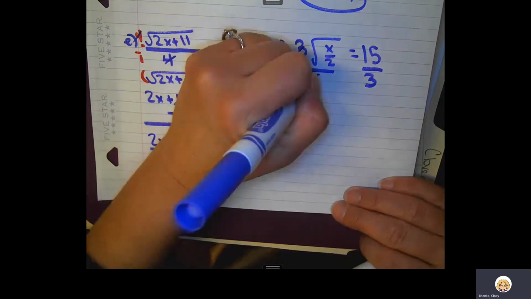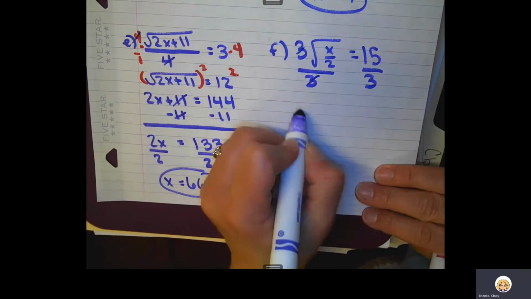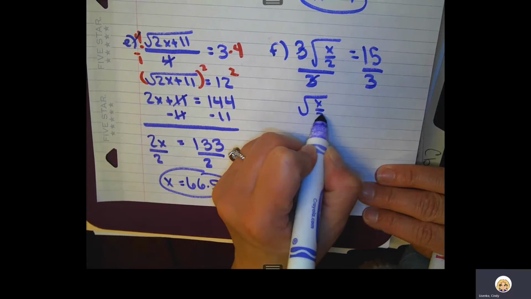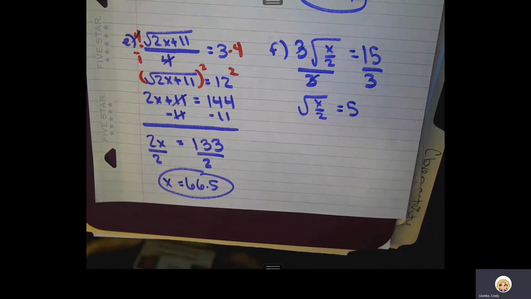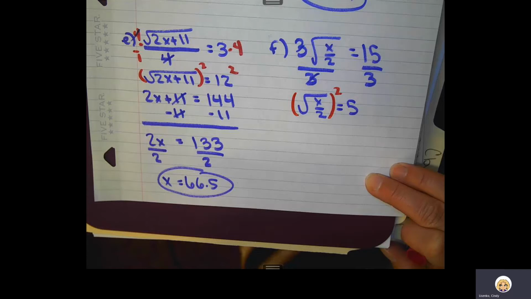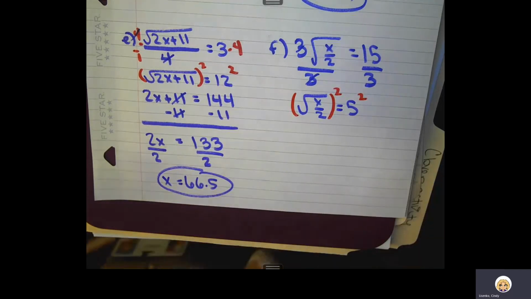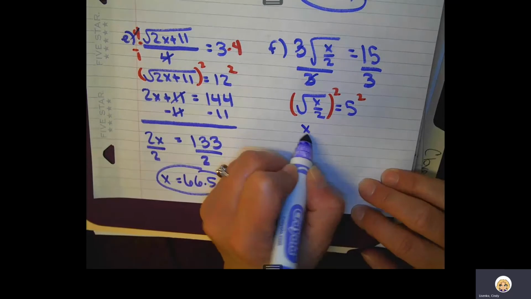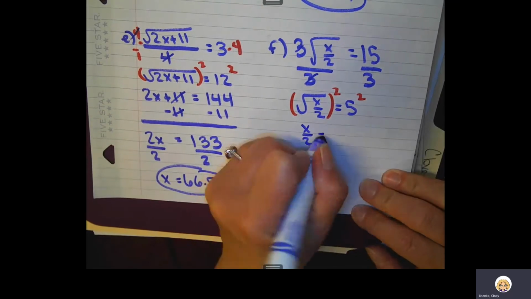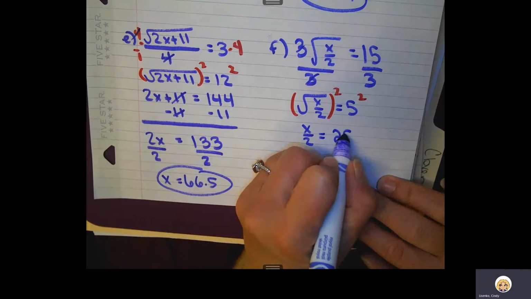3's cancel out. Now we're just left with the radical. So we have a radical x over 2. 15 divided by 3 is 5. Since the radical's alone, we do the second step. We're going to square both sides. So I'm going to square the left, square the right. Square and square root cancel out, so we're just left with what's underneath. So x over 2 equals 5 squared, which is 25.